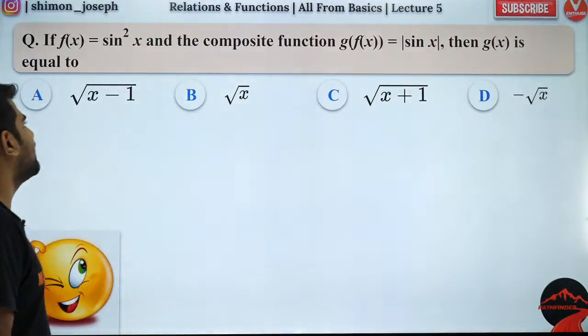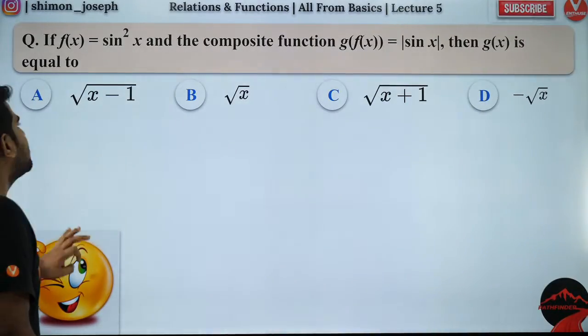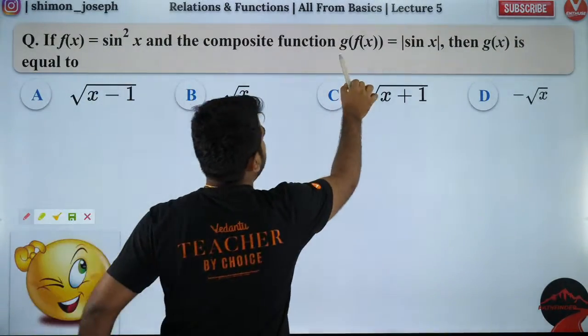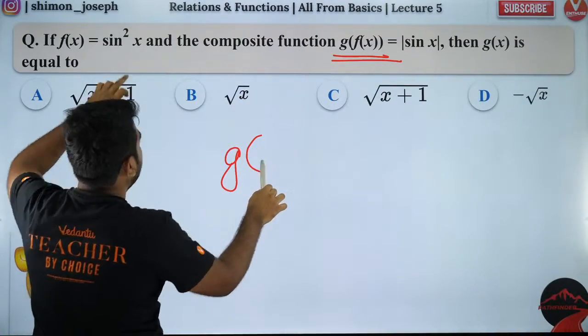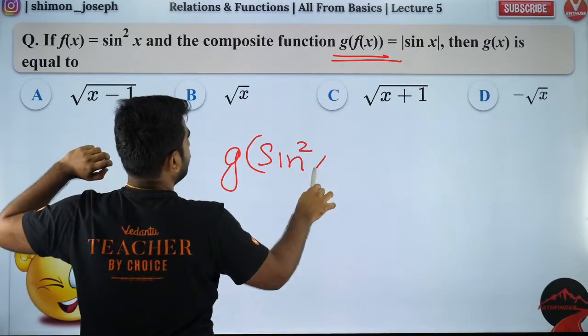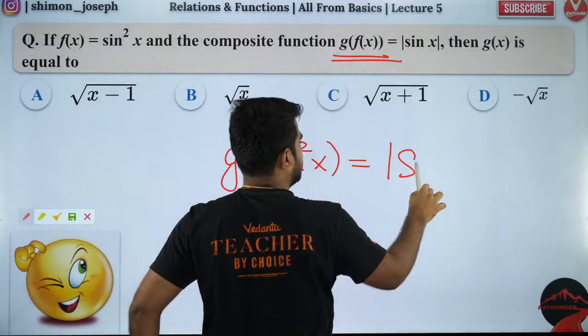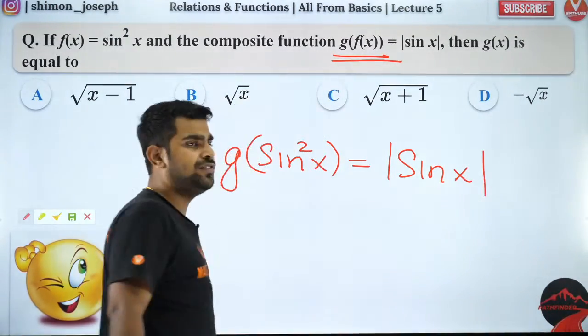So how do we solve it? Let's have a look at it, people. Listen carefully. What do we have? We have g of f of x. So we have g of, what is f of x? f of x is sine square x, which is equal to mod of sine x. Is that correct? Everybody?